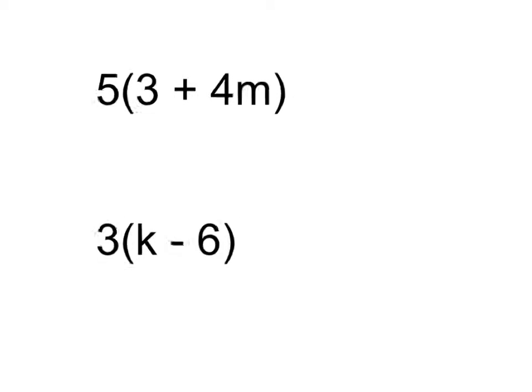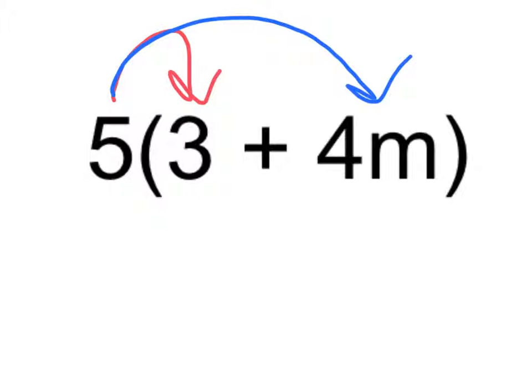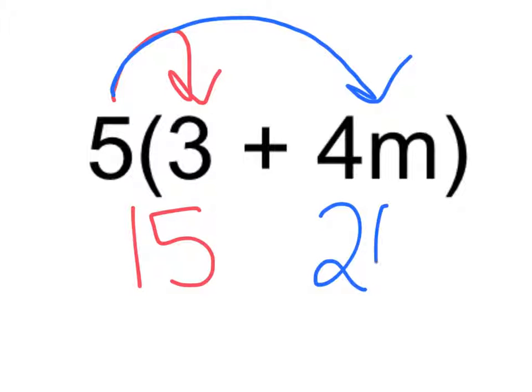Whenever we have a number outside parentheses like we do right here, we know that we multiply that number by every term inside. So I know that we're going to multiply the 5 by the 3, and then we're going to multiply the 5 by the 4m. So I know that 5 times 3 is 15, and 5 times 4m is 20m. And what I'm going to do is simply bring down this plus sign, this addition sign, and we're good. We cannot simplify this any further.